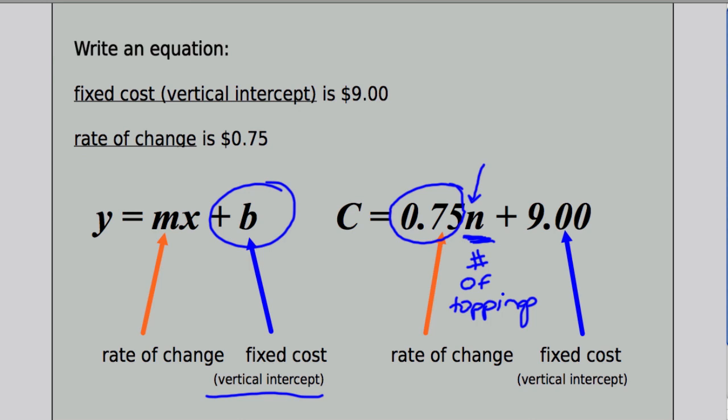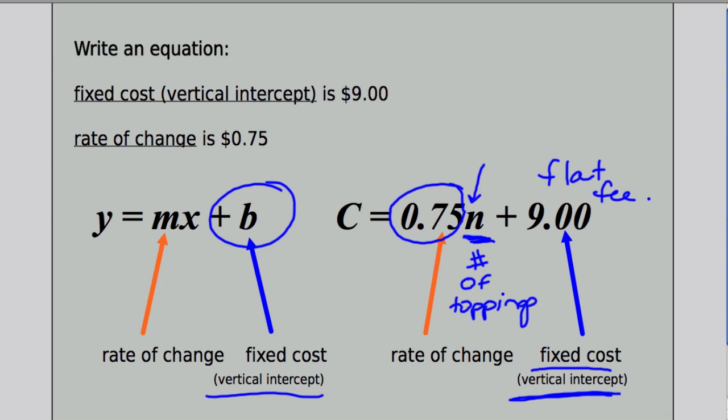What's important is that there is a vertical intercept or a fixed cost or an initial value, it might be called, of the pizza. The pizza costs $9 before you even add any toppings. So that is a $9 flat fee. It doesn't matter how many toppings you add to the pizza, the flat fee is still $9. If it's 100 toppings or 5 toppings, it's still $9. So the $9 doesn't change.